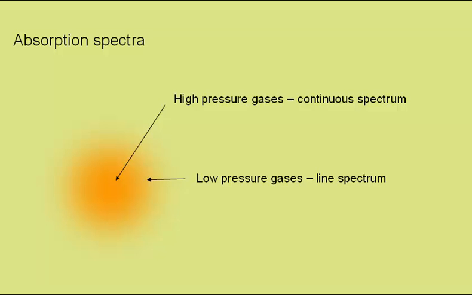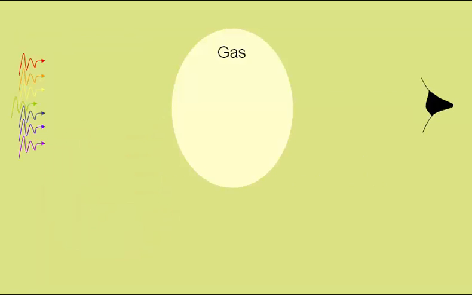Here we have a star consisting of high-pressure gas in the center, which will produce a continuous spectrum. But as we move further out, we end up with a low-pressure gas in the atmosphere, and low-pressure gases would form a line spectrum. To understand how absorption spectra work, it's easier to use a model something like this.